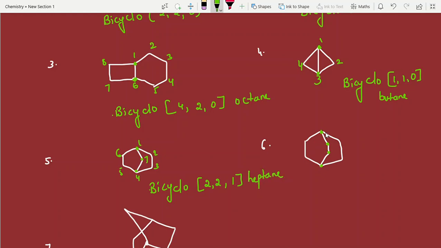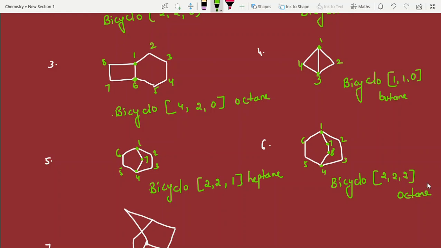Can you try this one? So see, this is a bridge, this is a bridge. 1 2 3 4 5 6 7 8. That's it. Now write down bicyclo. How many? Between the first and fourth position there is a bridge. To cross this one, here 2 carbons, here 2 carbons, here also 2 carbons. That's it. 2 comma 2 comma 2. What is this? Octane. Clear?